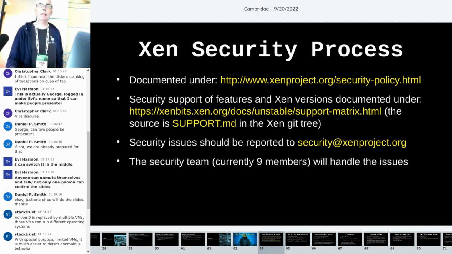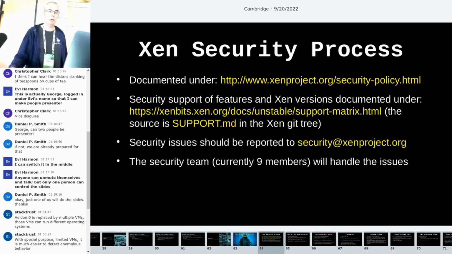He or she can give up control to the security team to handle it, or be included in the handling of any issue. Another important document covers what is security supported, which features are security supported in which Xen versions. This is documented in a matrix. The source for each Xen version is in the Xen Git tree in the support.md document.